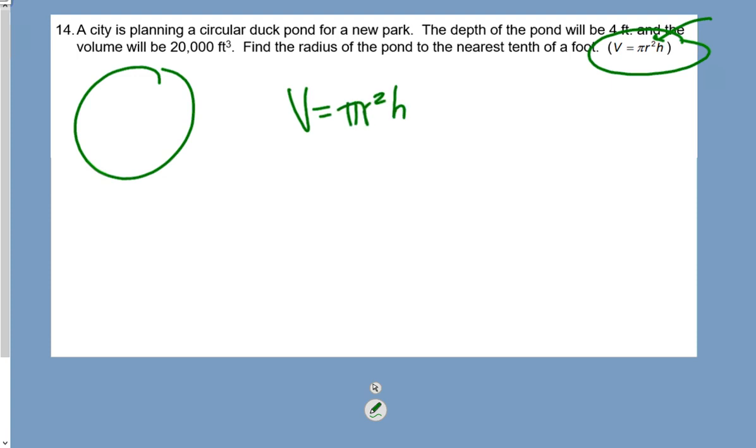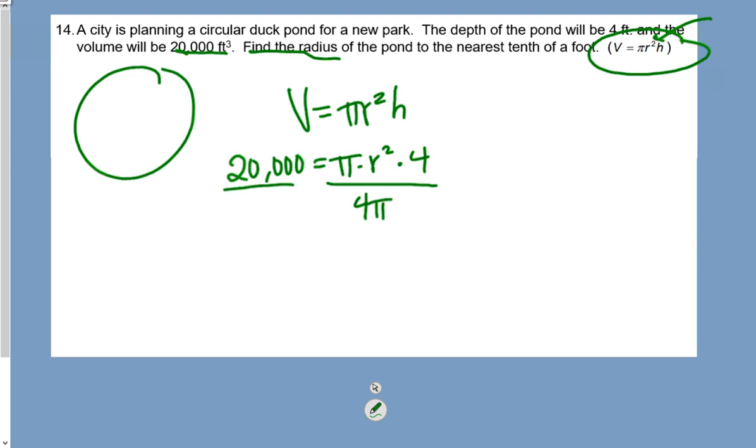So volume. They gave us the volume right here, 20,000. Pi is just pi. Radius, I don't know, and in fact, it says to find the radius, so that's just going to be an r. Times the height, which in this case is the depth, 4 feet. So now I just need to work backwards. I need to divide to get that r by itself. I can actually divide by both 4 and pi at the same time. It says to round to the nearest tenth.